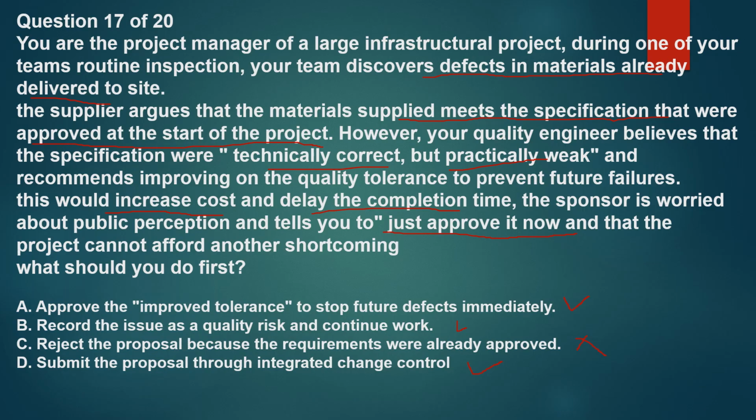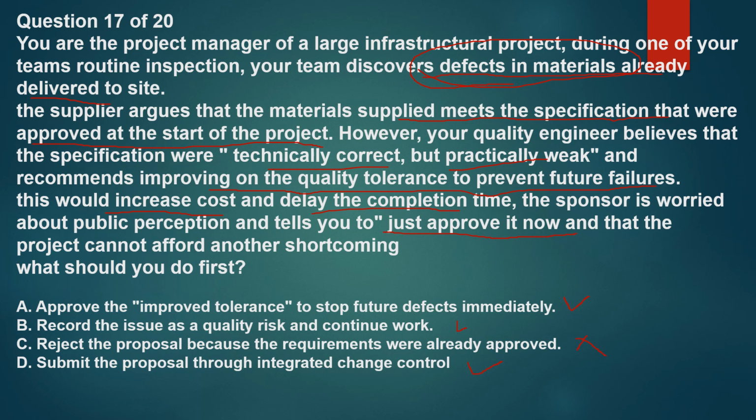What is the highlight? Remember that the quality engineer believes that specifications were technically correct but practically weak, and recommends improving the quality tolerance to prevent future failure. Look at this. Another highlight: the defective material already delivered to site. And the sponsor is worried about public perception. Obviously, he should, and tells you to just approve it now, that the project cannot afford another shortcoming.